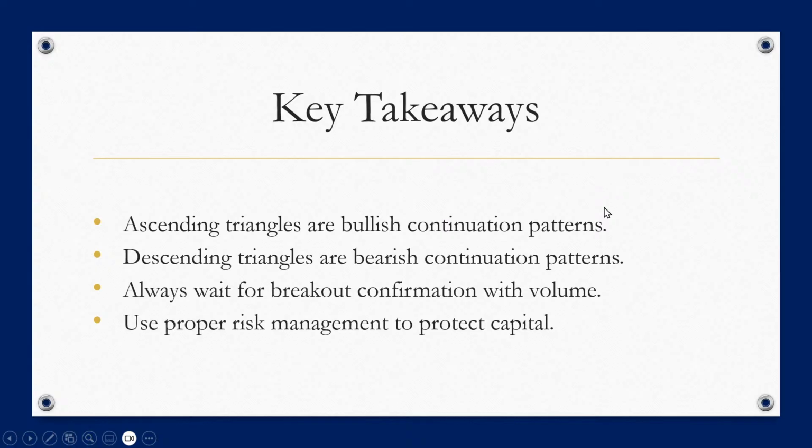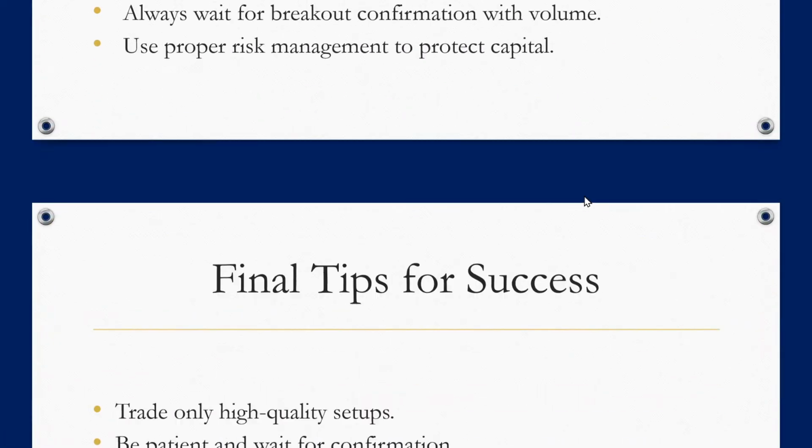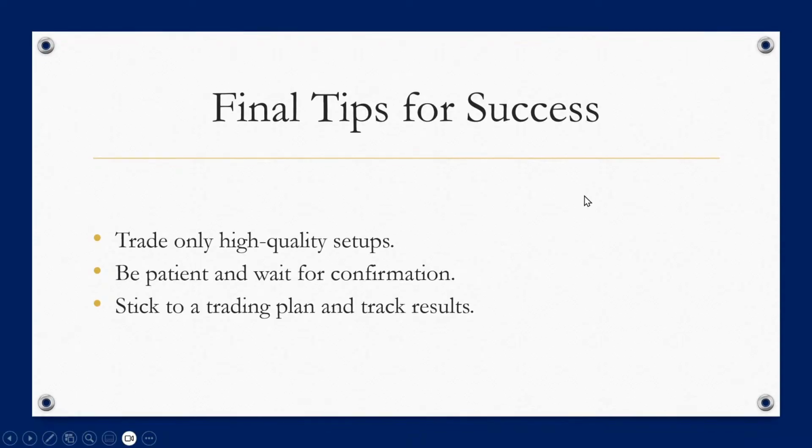Ascending triangles signal bullish breakouts, while descending triangles signal bearish breakdowns. Always wait for confirmation, use proper risk management, and stay disciplined in your approach. Okay?